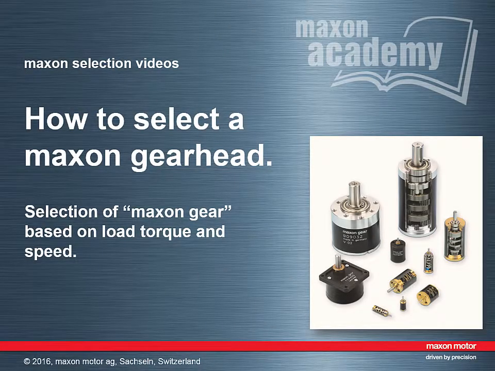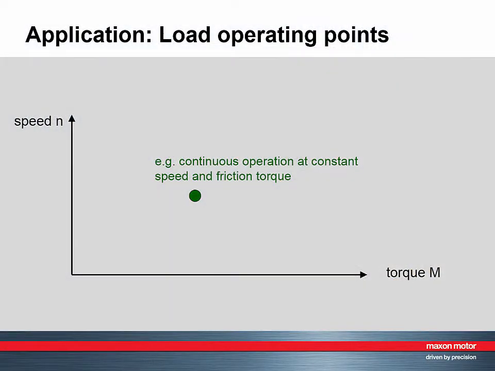This video tutorial shows you how you can find a suitable gearhead based on the speed and torque requirements of your application. Starting point for gearhead selection is the application, more precisely the motion of the load. The necessary operation cycles, speed profiles and friction result in speed and torque requirements the drive has to fulfill.